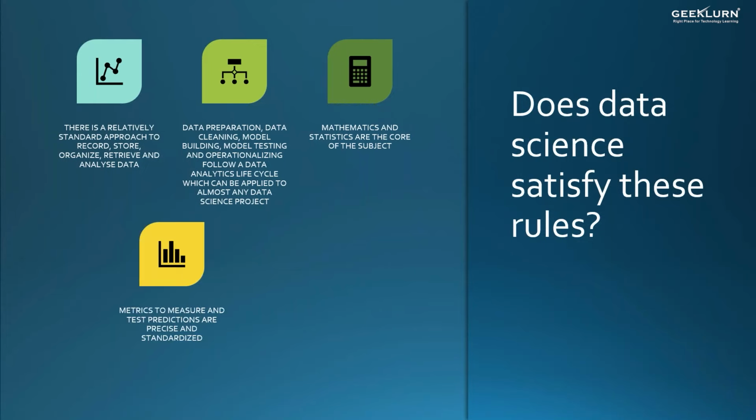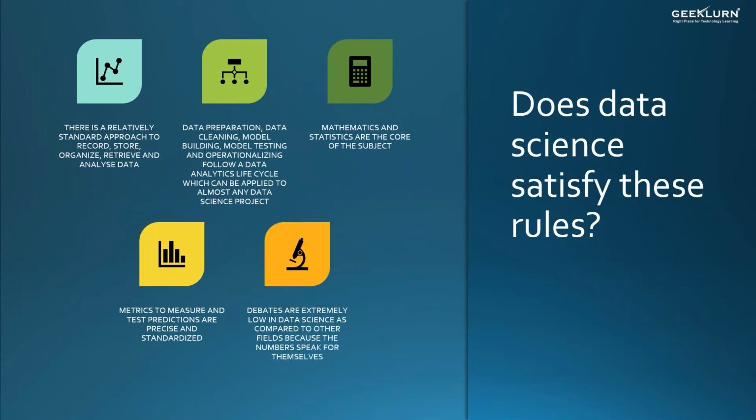Metrics to measure and test predictions are precise and standardized. The moment you talk about the ways how you can predict things, the metrics are very clear. We have something known as a p-value. We have something known as test statistics. All of these things can be measured against to tell how good your prediction is.